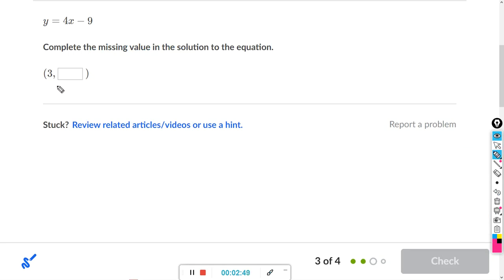Okay, again, we have a coordinate. This is x comma y. All right, so we know that x is 3, and we have to solve for y. So you just plug in x equals 3. So we have y equals 4x, which is going to be 4 times 3 minus 9. Okay, 4 times 3 is 12 minus 9, and 12 minus 9 equals 3. So we just enter that number in the box for the y coordinate.